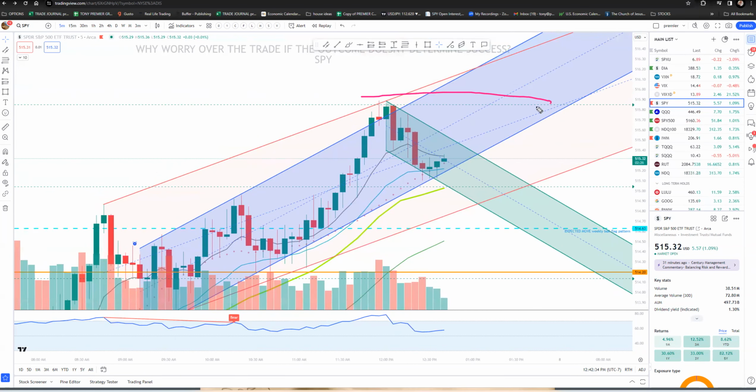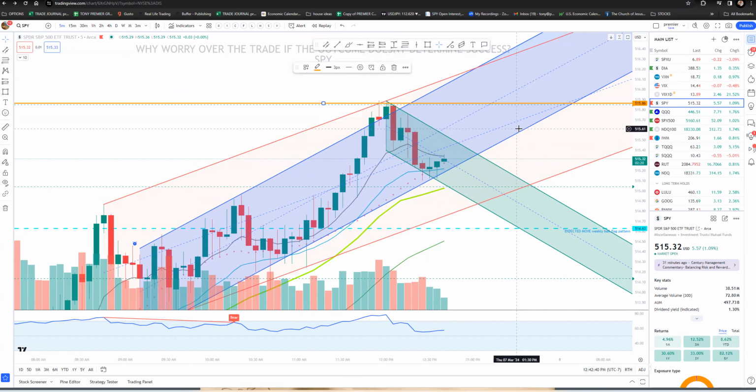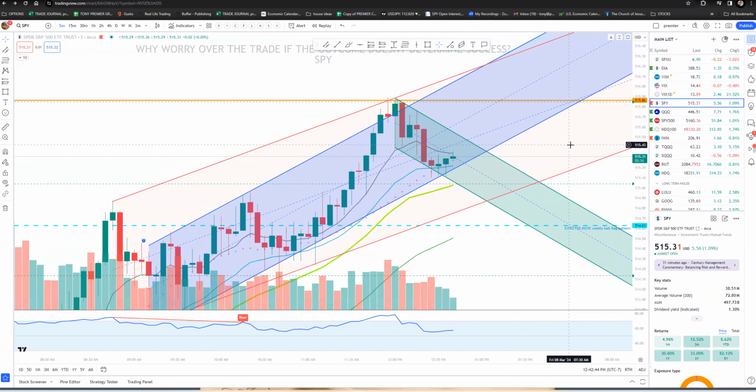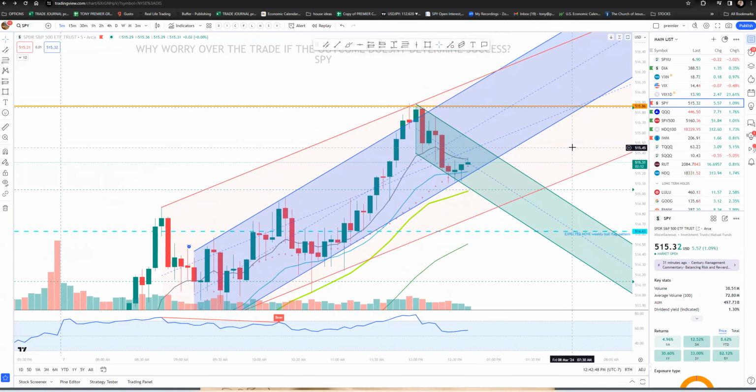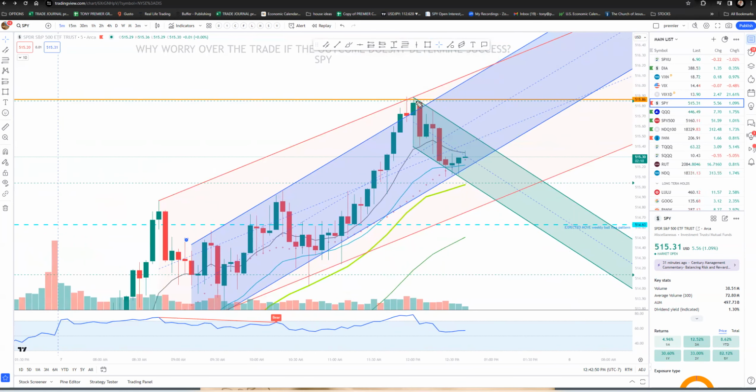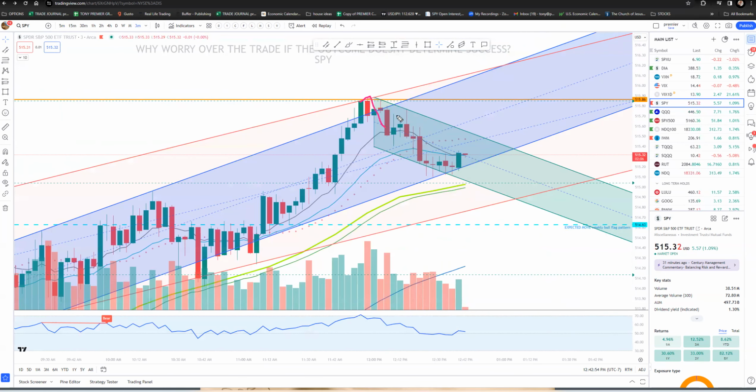And again, I think 515.90 is a very high probability that we make it to this orange line. High chance. I just don't know when. Sooner the better. But that's how I play it, based on some channels. If we go to a 3-minute, it makes a little bit more sense. We're kind of just resting, right? We were overbought on the RSI. This is just a resting pattern. It's letting everything rest before we get ready to go bullish again.